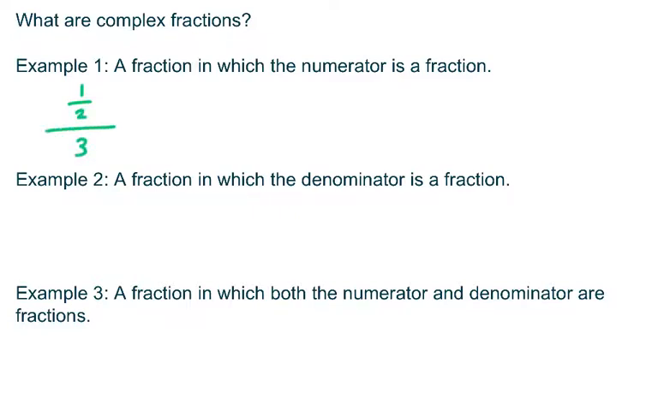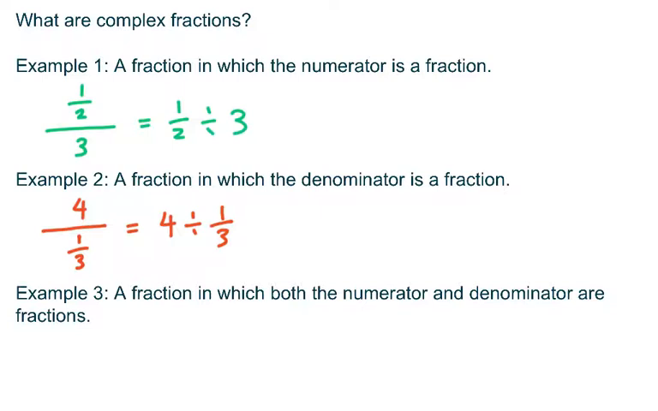So basically, this means it's 1/2 divided by 3. Whenever you see a longer line, it means division. And I'm going to stop here and show you how to simplify it later on. So in the second example, a complex fraction can also be a fraction in which the denominator is a fraction. So for example, I can put 4 as the numerator, but for the denominator, I will put 1/3. So it means this is 4 divided by 1/3.